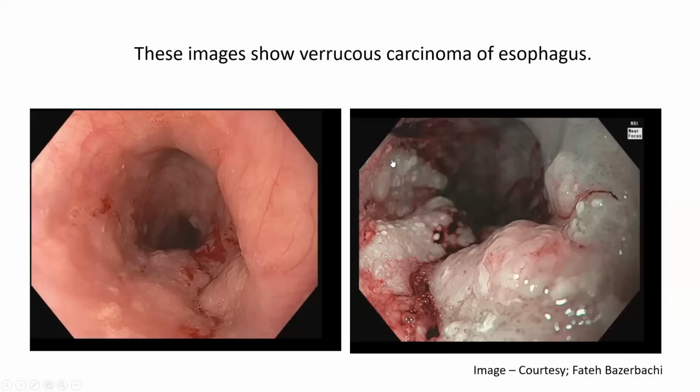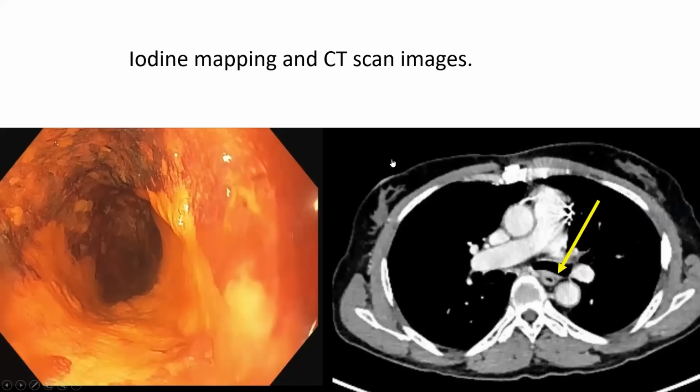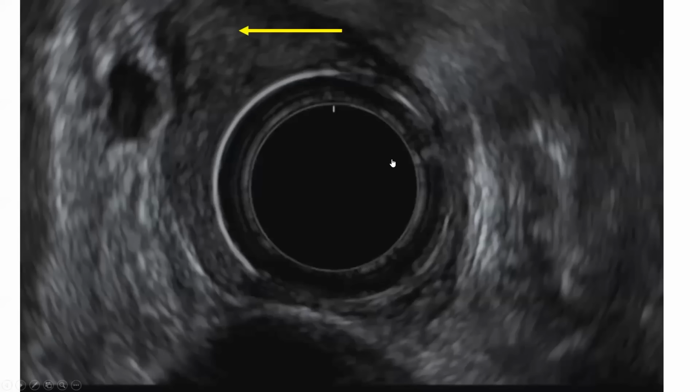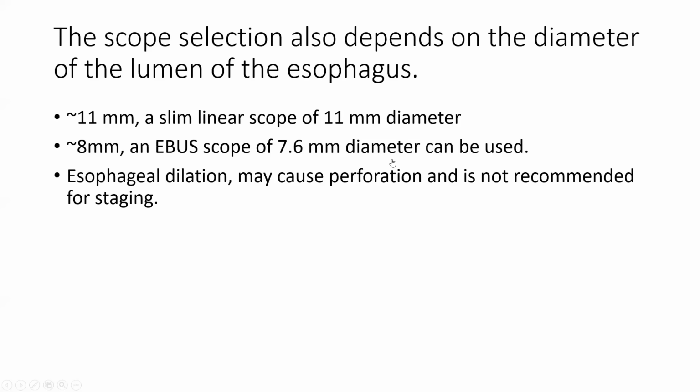These images show verrucous carcinoma of the esophagus, which is relatively less common. And this is what the CT scan has shown in these cases. Iodine mapping and CT scan images are there. And then this verrucous carcinoma. This is the lymph node found outside the verrucous carcinoma. And then this is the staging of the circumferential tumor. The scope selection depends on the diameter, as I said: slim scope, linear scope, EBUS scope.